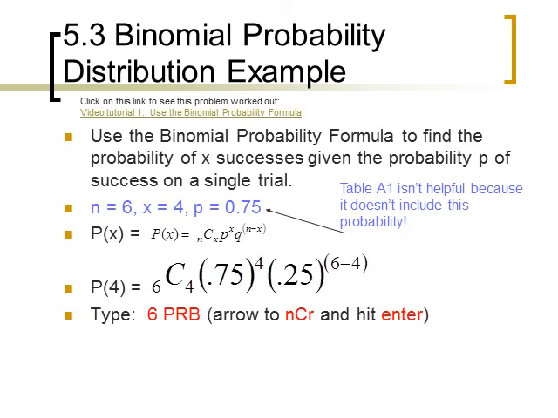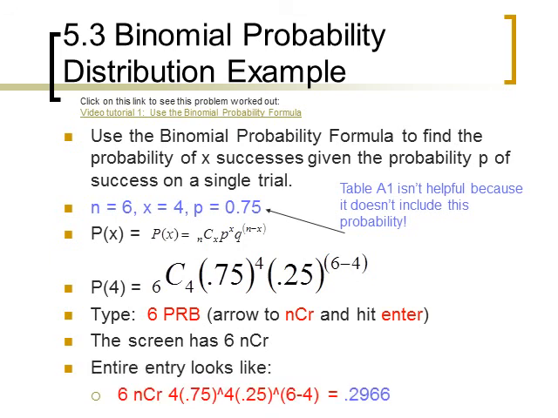So in your calculator, if you have a Texas Instruments calculator, you would type 6, and then the PRB button is where you will find this combination formula, and you arrow over to nCr and hit enter. The screen now says 6 nCr, and then you finish out your entry, and it should look like this when you type it into your calculator: 6 nCr 4 times (0.75)^4 times (0.25)^(6 minus 4), which is 0.2966. You can also click on the video tutorial to watch this process demonstrated.